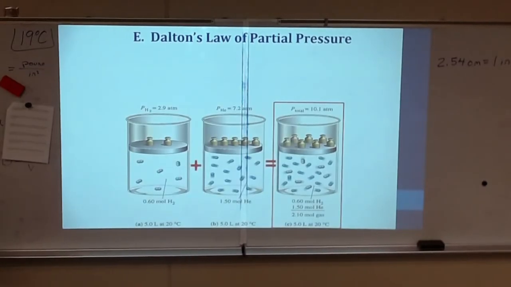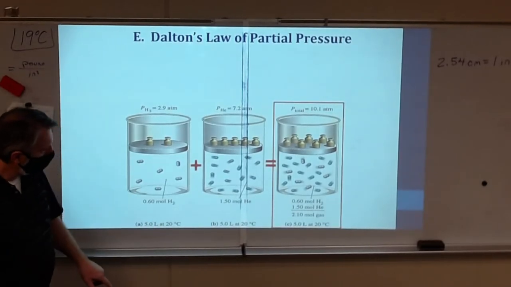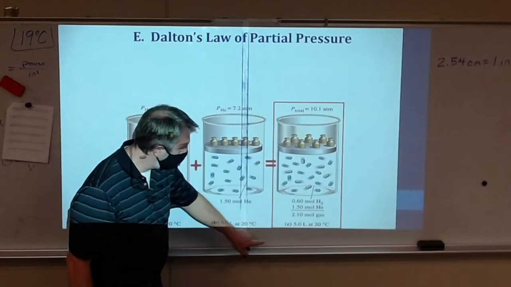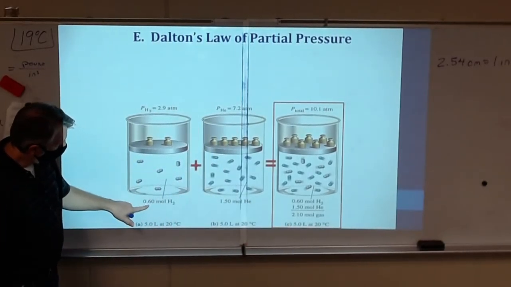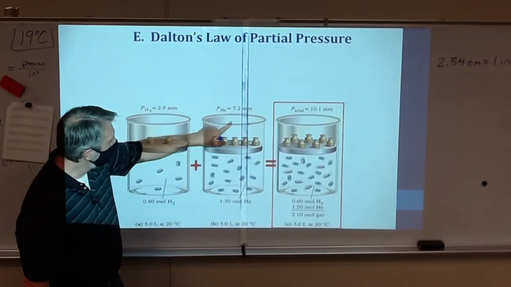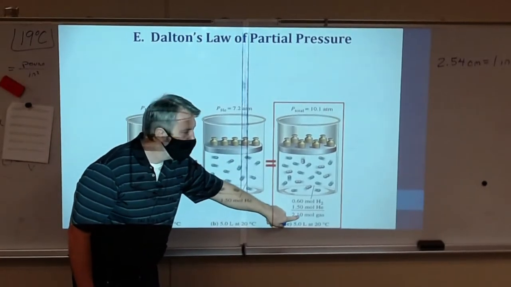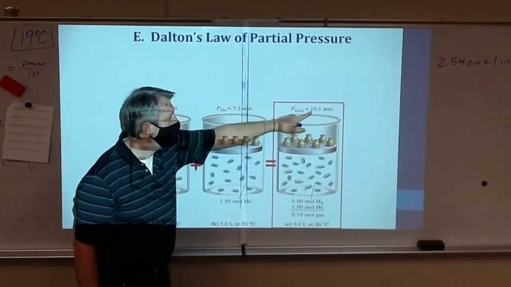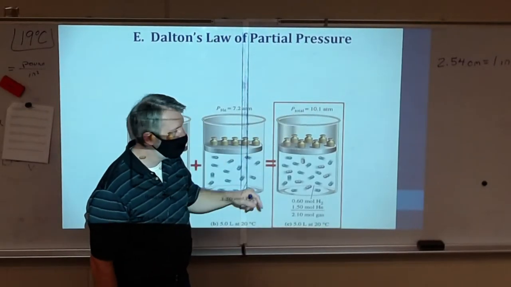Here's a good example of this. I have my little container here that's at 5 liters and 20 degrees. I'm going to add 0.6 moles that has a pressure of 2.9 to 1.5 moles that has a pressure of 7.2. The volume and temperature are the same, so the pressure is going to increase. So it's going to be 2.9 plus 7.2 is 10.1.